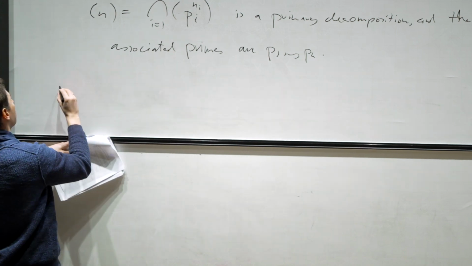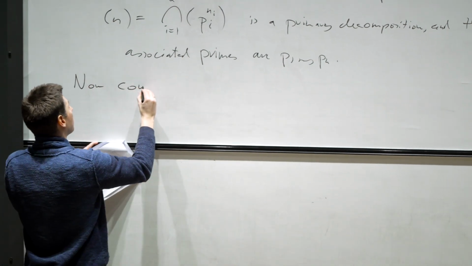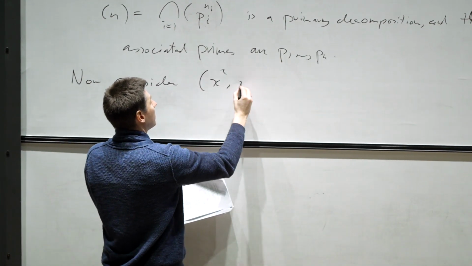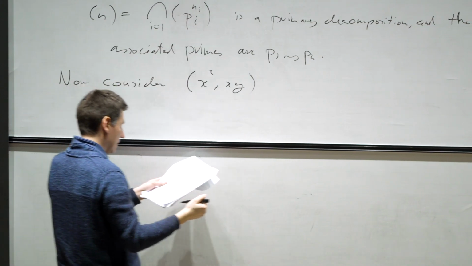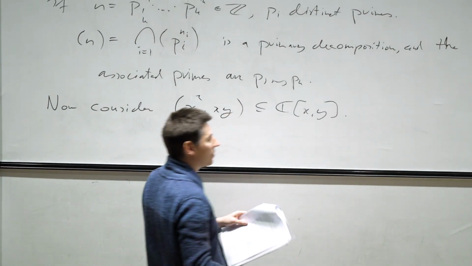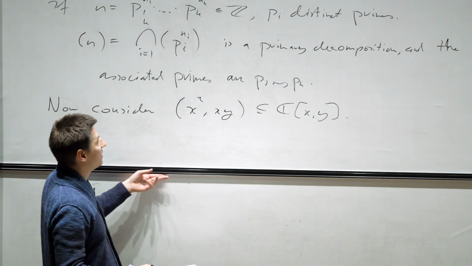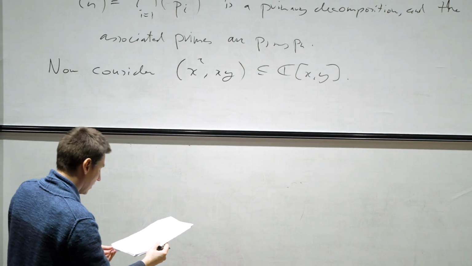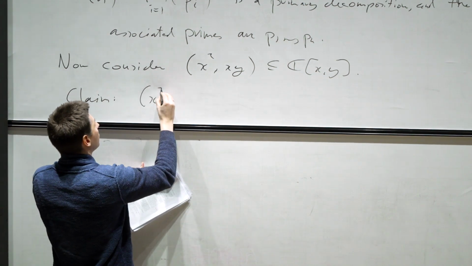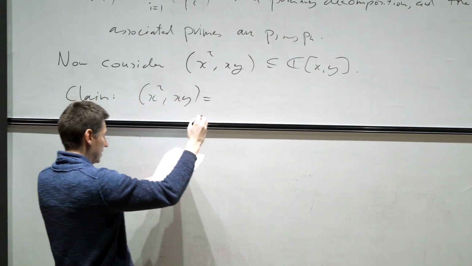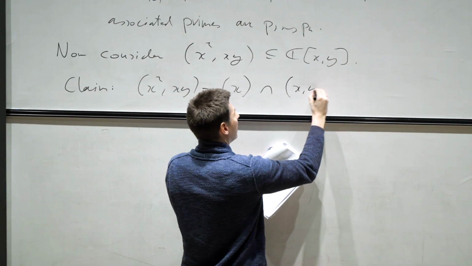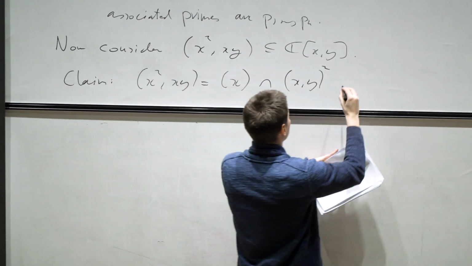So now consider the following ideal. We're going to generate it by two elements, x squared and xy, and it's going to sit inside the ring of complex polynomials in two commuting variables, x and y. So that's not a principal ideal. And let's see what happens. The claim is that (x squared, xy) is equal to the intersection of the ideal generated by x and the one generated by x squared and y squared, and this is a primary decomposition.